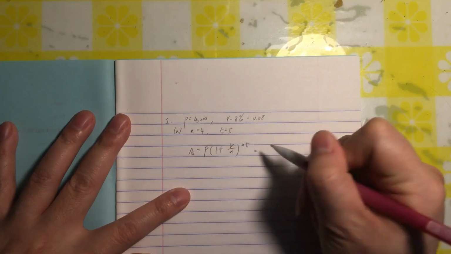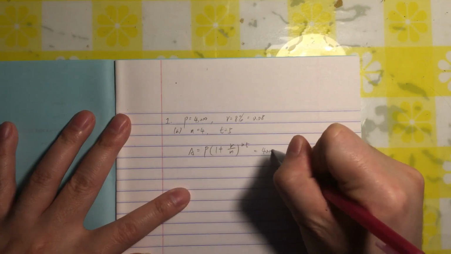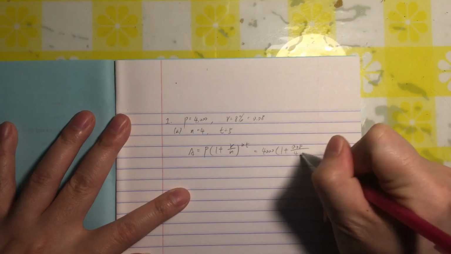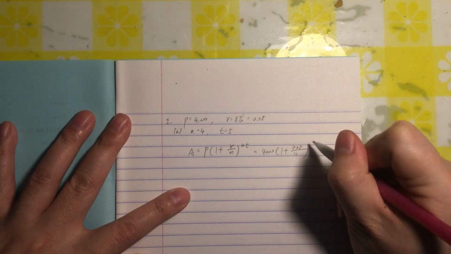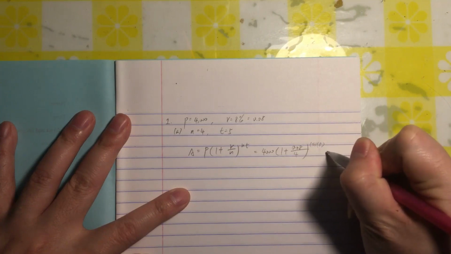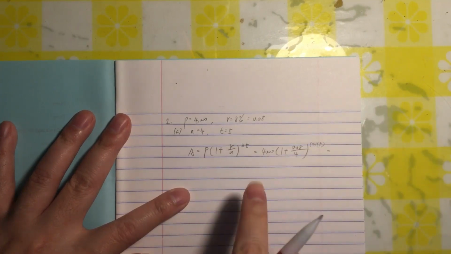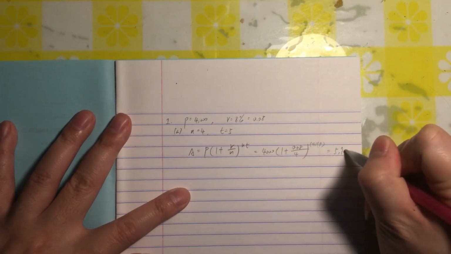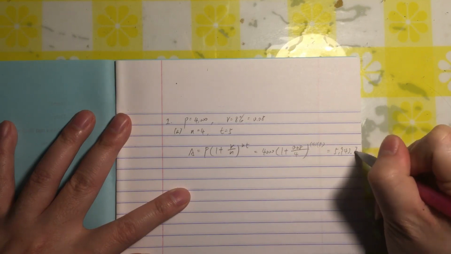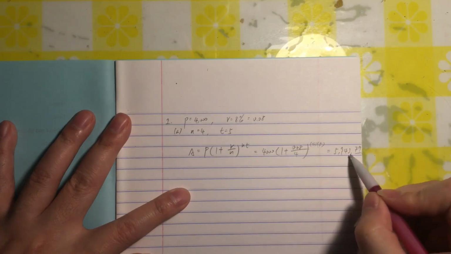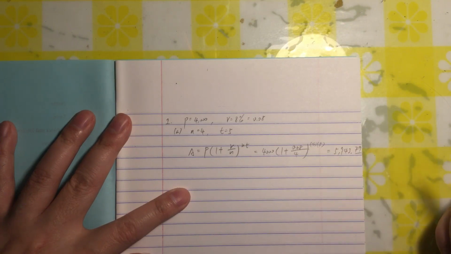Then plug in. The principal is 4,000. R is 0.08. N is 4, to the power of NT. N times T, 4 times 5, is 20. Then use a calculator. When I type this into my calculator, I get $5,943.79. In general, for money, we round to the nearest cents. So the account balance after 5 years is $5,943.79. That's part A.